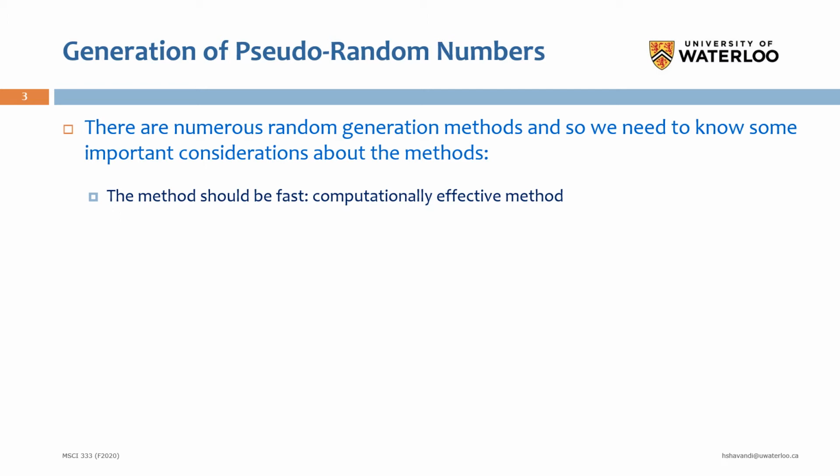So let's see what the criteria are for comparing those methods. The first one is that the method should be fast. It should be computationally efficient, because if it's not fast, it will take time in the simulation run, so we'll have a longer run time for the simulation models.